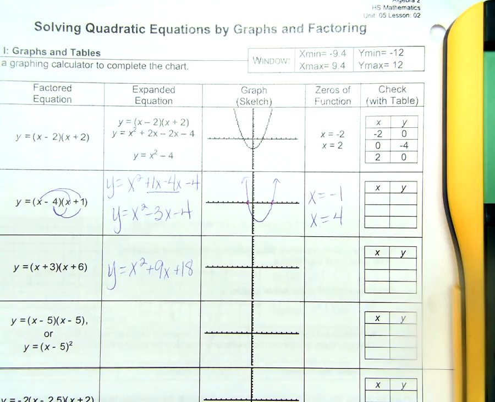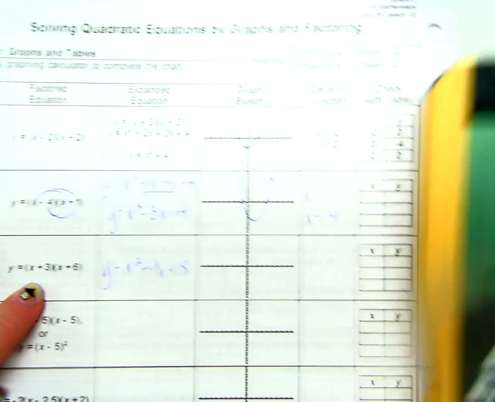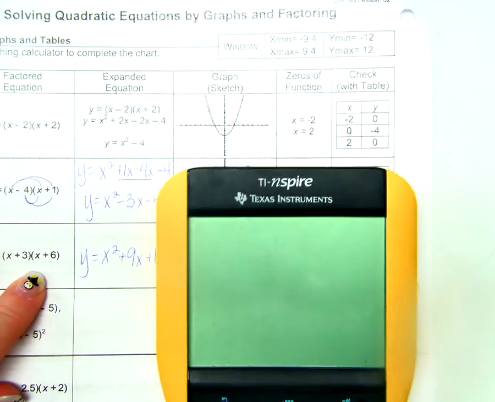Do we know where it's going to cross the x-axis? Do we think we know anyways? Where do we think it's going to cross the x-axis? -3 and -6? And why do you think that? Those are the zeros? Okay. Based on these factors over here? All right, let's go see if we are correct.